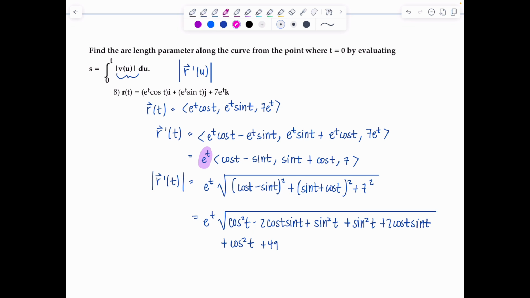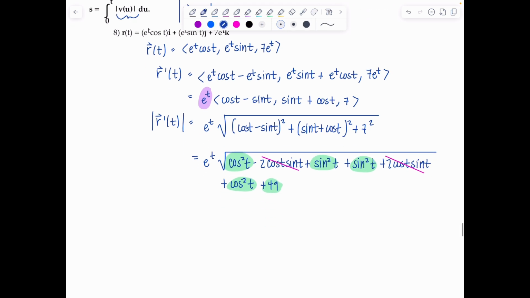Okay, and then, magically, not so magically, these terms cancel out. And then we have 1 plus 1 plus 49, so we have square root 51. That's r prime of t.